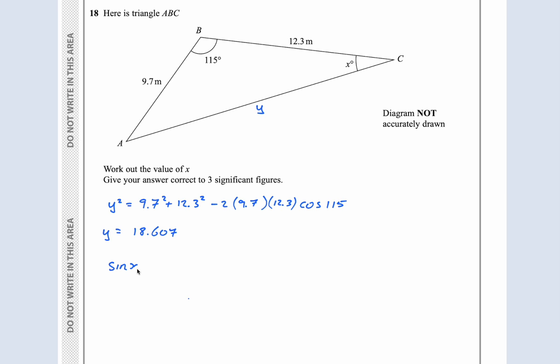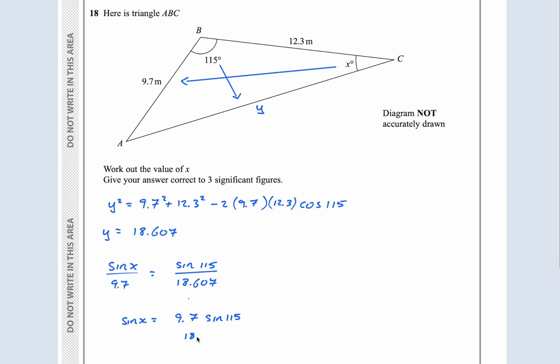I can say sine x over the opposite side, 9.7, is equal to sine 115 over its opposite side, which is this guy, over y, and we know y is 18.607. Multiply across by the 9.7, and I get sine x is equal to 9.7 times sine 115 over 18.607. That is sine of x. To find x, I do the inverse sine of all of this, 9.7 times sine 115 over 18.607, close brackets. What does this equal?